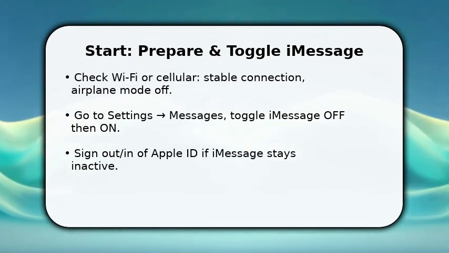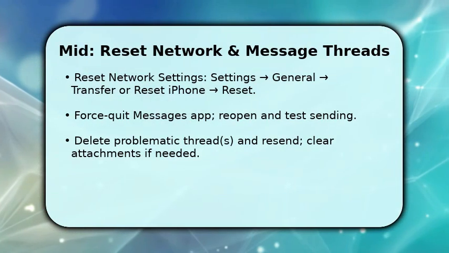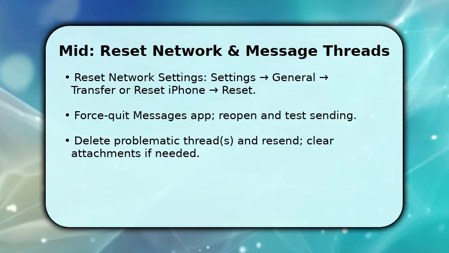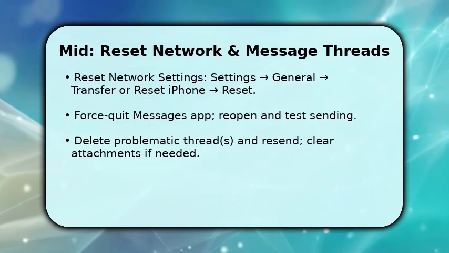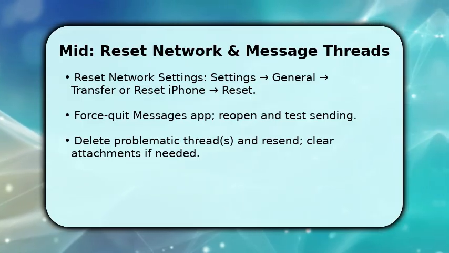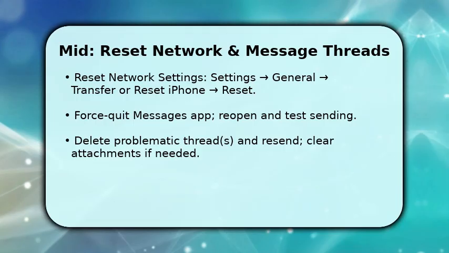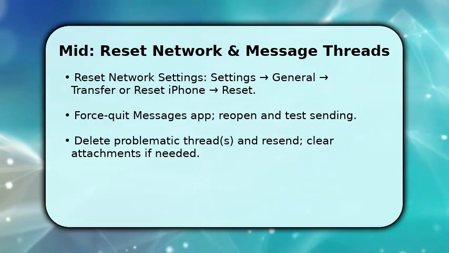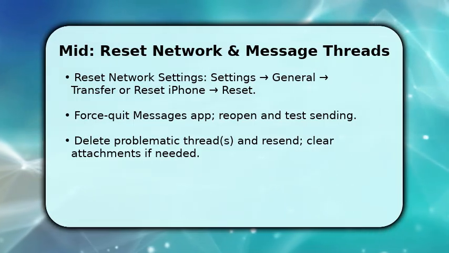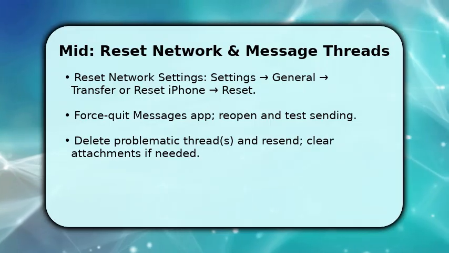Once iMessage toggle and Apple ID are fixed, tackle network and app state. Reset network settings to remove stale DNS and carrier hiccups. This won't erase apps but reboots Wi-Fi and cellular settings. Then force quit the Messages app by swiping up or double tap home, reopen and try a message.